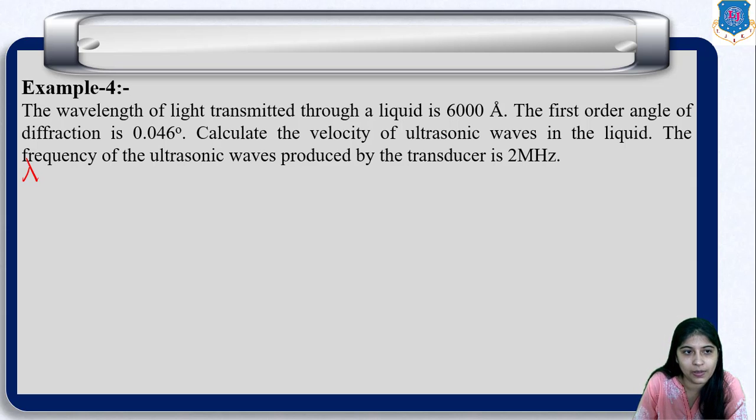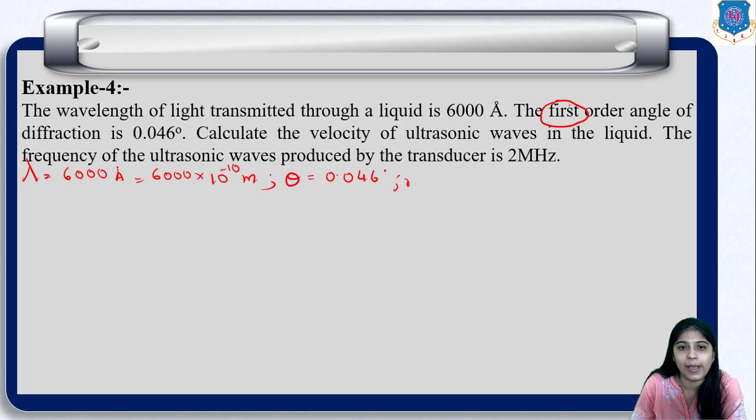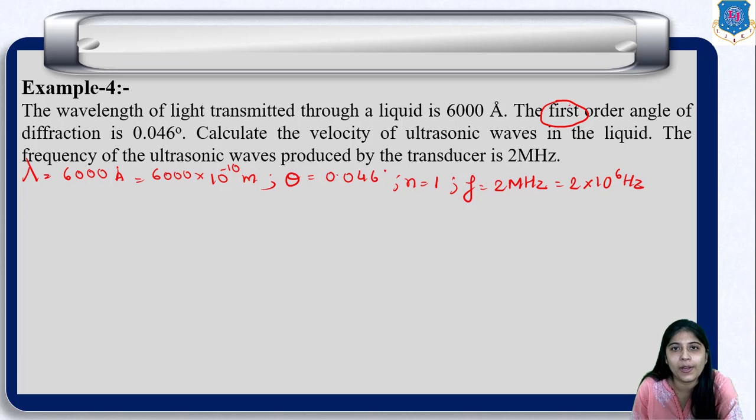First of all, lambda is given. Lambda is 6000 angstrom. Converting it into meter we get 6000 into 10 raised to minus 10 meter. Okay, then theta is given, 0.046 degree. Also it has been mentioned that it is first order angle, so n, the order of diffraction, will be 1, right? Then frequency is 2 megahertz, which can be written as 2 into 10 raised to 6 hertz. And what we need to find? We need to find the velocity of ultrasonic waves.